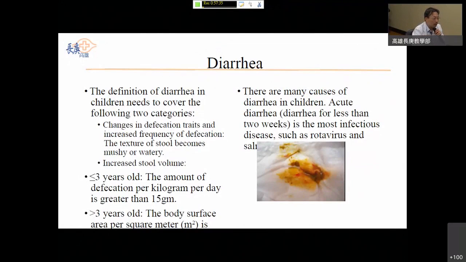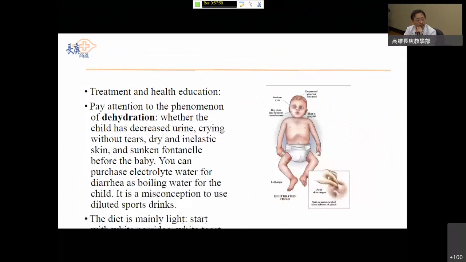There are many causes of diarrhea in children, okay? Acute diarrhea is what we mean by diarrhea for less than 2 weeks. Most likely, acute diarrhea is caused by some infectious pathogens such as rotavirus or salmonella, okay? And when you have diarrhea for more than 2 weeks, it's mostly caused by a chronic situation in the GI tract, okay?